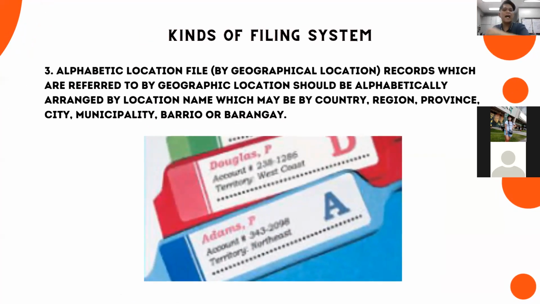Next kind of filing system: alphabetic location file, or by geographical location. This is used based on the region, based on the location. Records which are referred to by geographic location should be alphabetically arranged by location name, which may be country or region, province, city, municipality, barrio, or barangay. As you can see in the picture, Adams F, account number, territory northeast. Douglas P, account number, territory west coast. So that is how it is arranged. Okay, next.